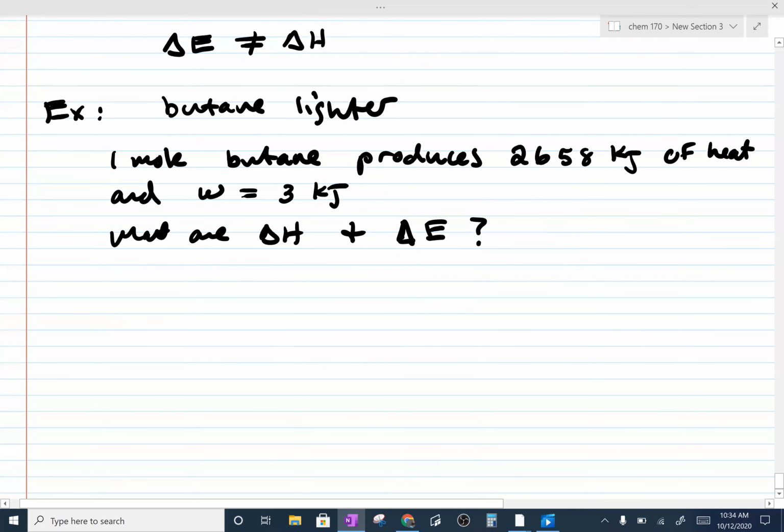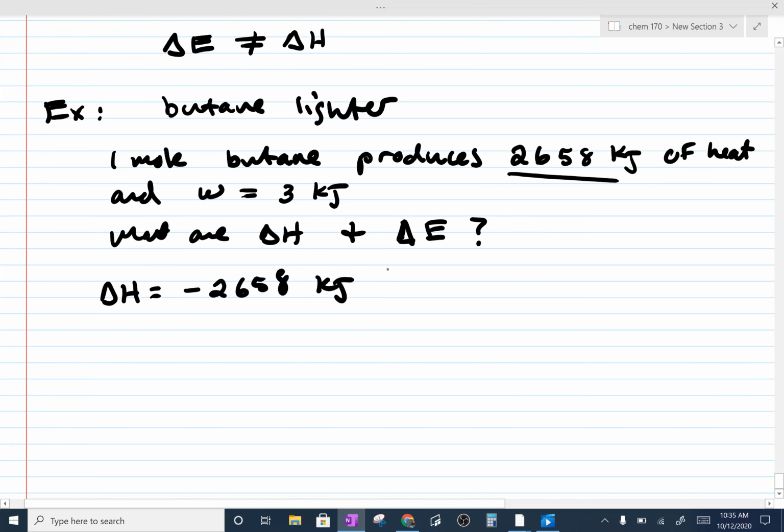Delta H is very easy. Delta H is just equal to the amount of Q, right? Because this is at a constant pressure. We're just burning the butane at constant atmospheric pressure. So we know that the change in enthalpy is going to exactly equal the Q. That means that this is going to be negative 2,658 kilojoules.